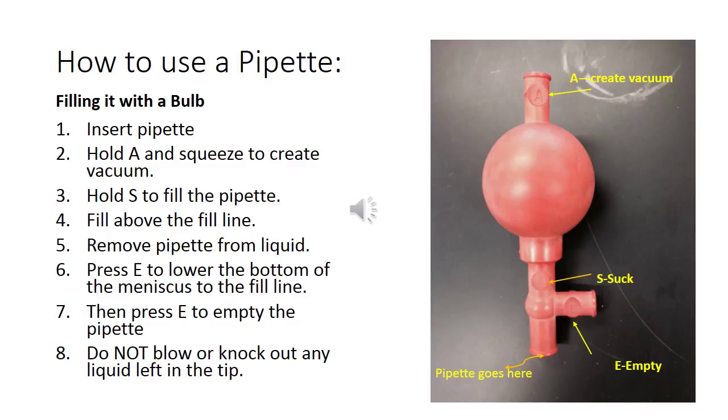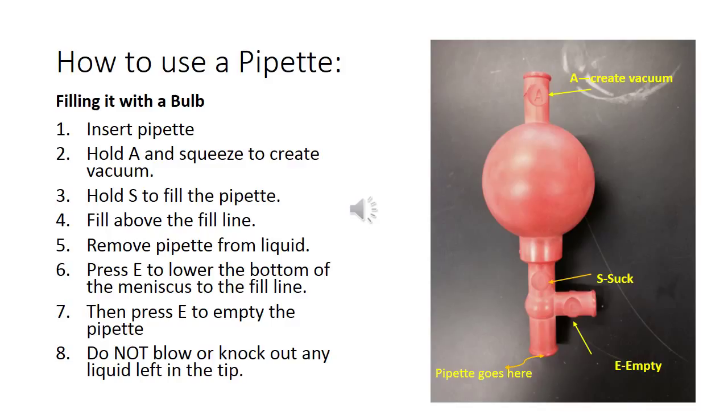Alright, once you've removed the pipette from your liquid, then hit the E button very carefully. You don't want to just clamp down, but you want to use the E button to very gradually lower your meniscus until the bottom of the meniscus is equal to the top of the fill line. Once you've done that, you have exactly 10 milliliters or 5 milliliters or however much your pipette holds in the pipette.